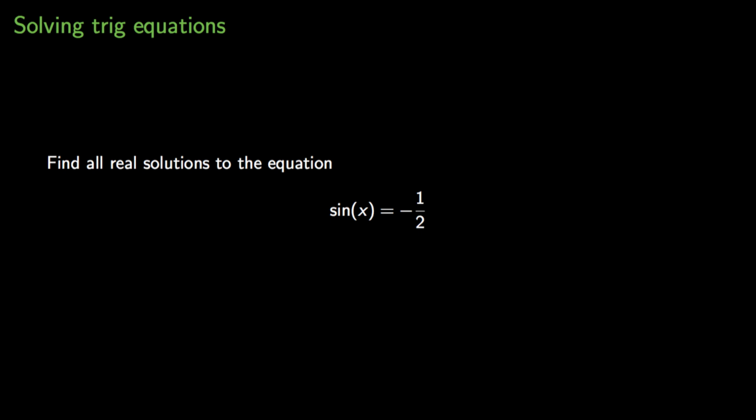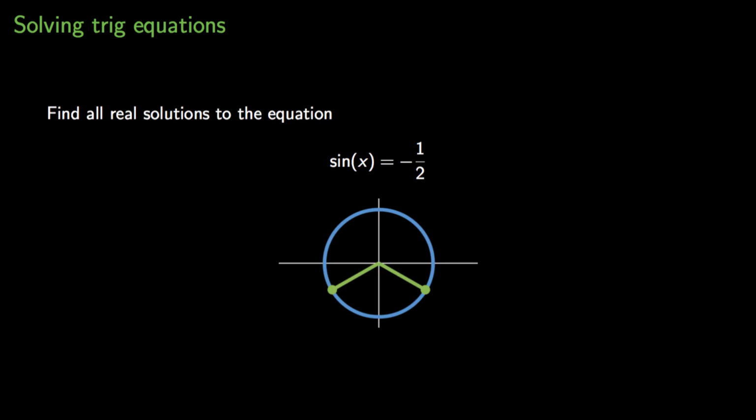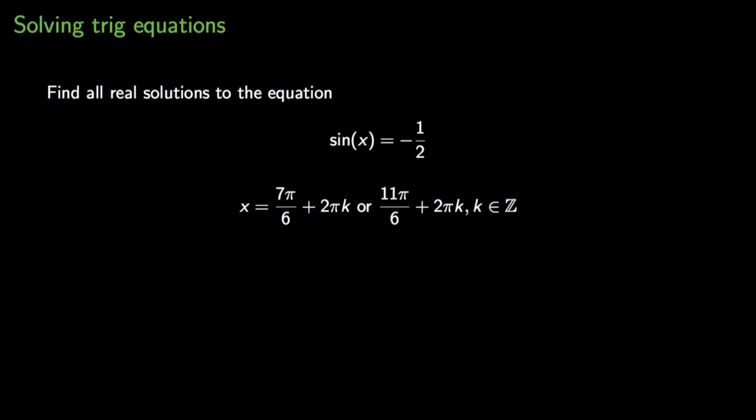Here's a second example. We're going to solve sine x equals minus 1 over 2. And again, we're going to look at the unit circle and ask ourselves, where does the sine function give a value of minus 1 over 2? And again, there are exactly two locations where that happens. So now the job is to write down every single angle that points in one of these two directions. So now in the basic unit circle, this corresponds to 7 pi over 6, and this corresponds to 11 pi over 6. So using indexing notation, I could write 7 pi over 6 plus 2 pi k, or 11 pi over 6 plus 2 pi k, where k is any integer.